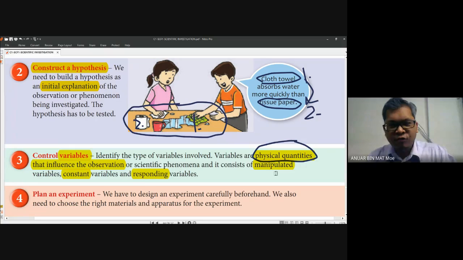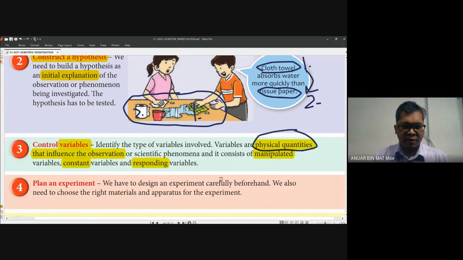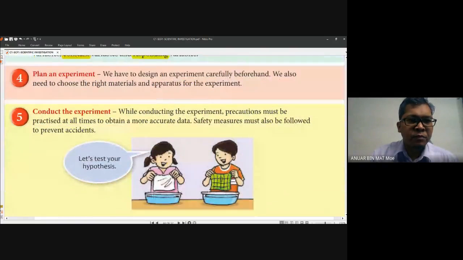After you come to school, we try to do the experiment. I will explain to you hands-on during your practical later. Okay, you just remember manipulated, constant, and responding variable. Later we do the experiment. All right.